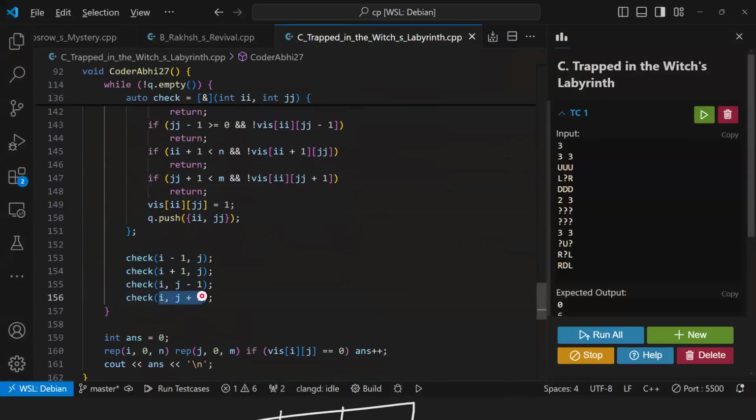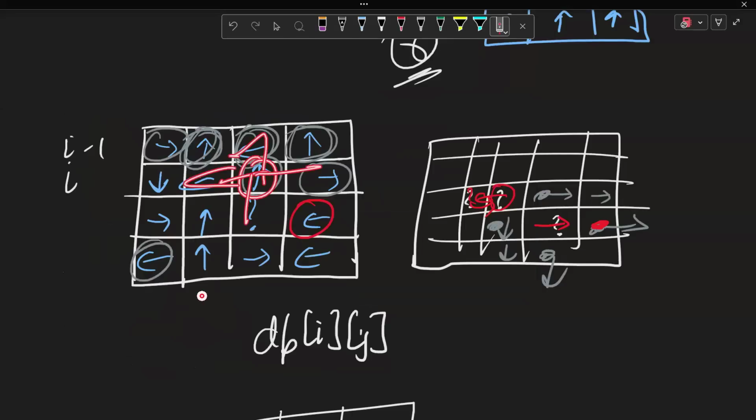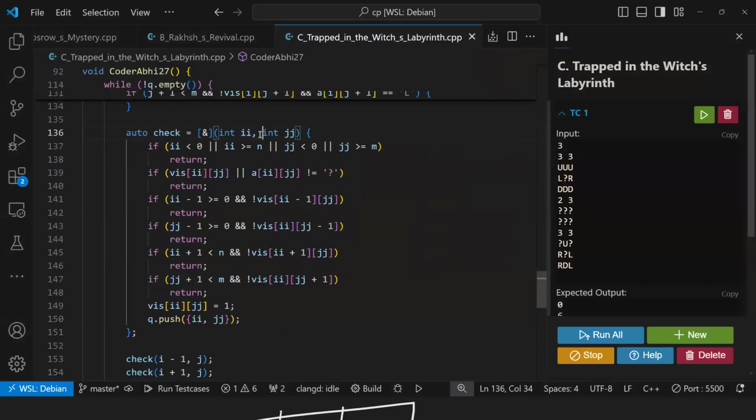So for all the cells just adjacent to it, I check whether that cell is a question mark, and for that question mark, whether all the adjacent cells are already visited. Then only we would put that question mark into our queue. So in my check function, what I do is I check whether that cell is already visited or not.